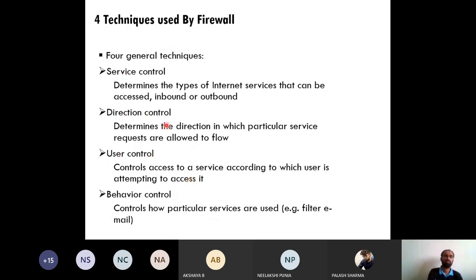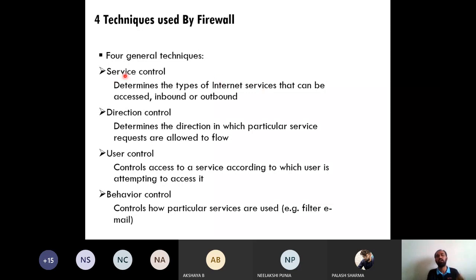Among these, first and foremost, let's talk about service control. In this case, it concerns the type of internet service, and whether it is accessible. Is it going inbound or outbound? Is it a request from inside to the outside or outside to the inside? We are going to elaborate on that in direction control as well. When I talk about service control, let me take the example of from where exactly the request is coming from.